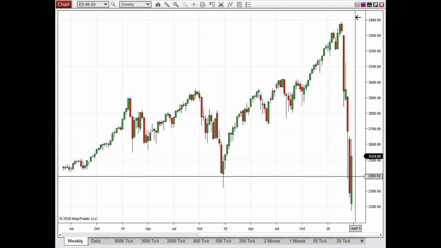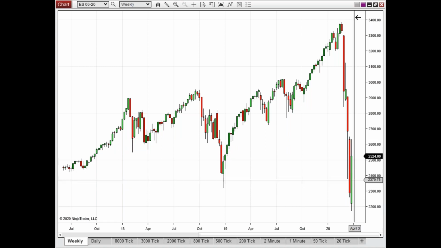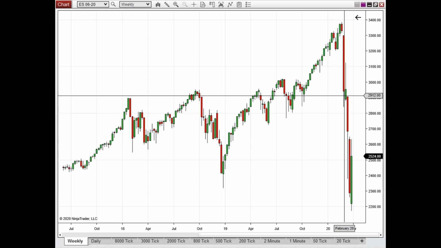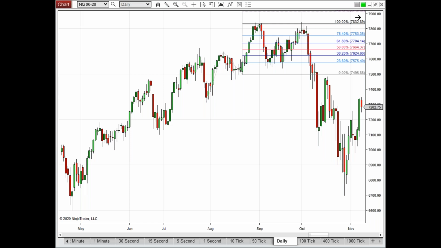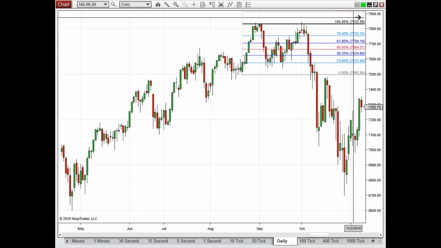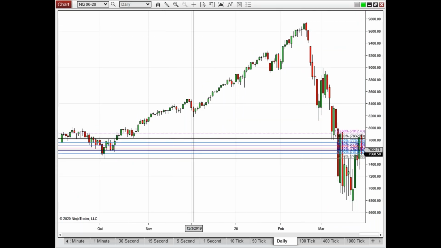So here's the weekly of the ES. As you can see, we're starting to get a little bit of a bounce here. It had a pause there at that midway point right here. So here's your two waves up, had that pause at that midway point, and then went and continued. The NASDAQ, the same thing, but a little bit different as far as how this plays out here.